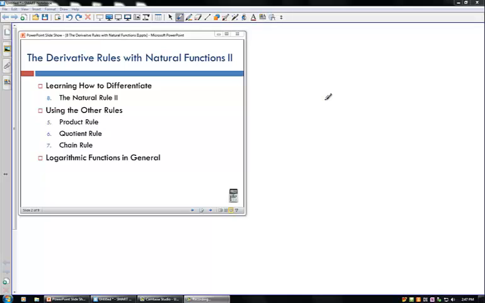This lecture is on the derivative rules with natural functions, part 2. So today we're going to take a look at how to differentiate the natural logarithm. Last time, well, let's recap a little bit.